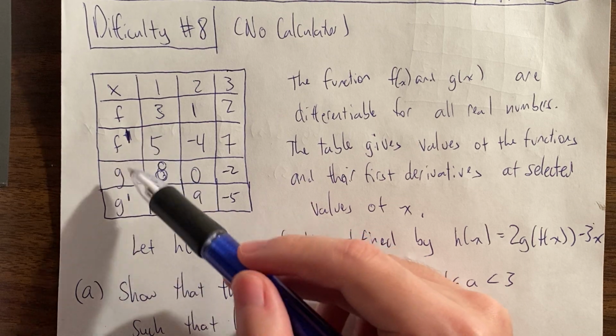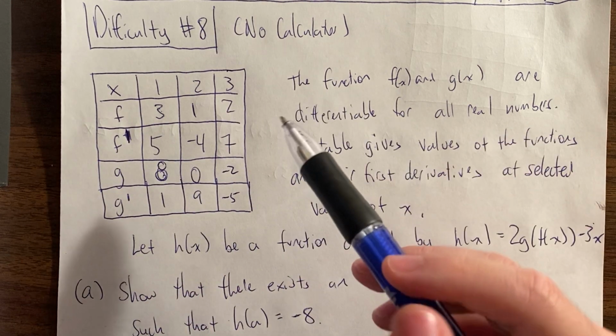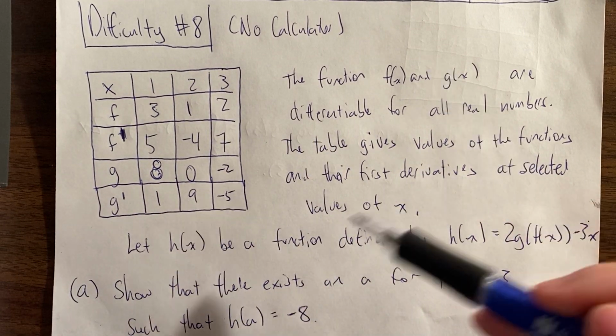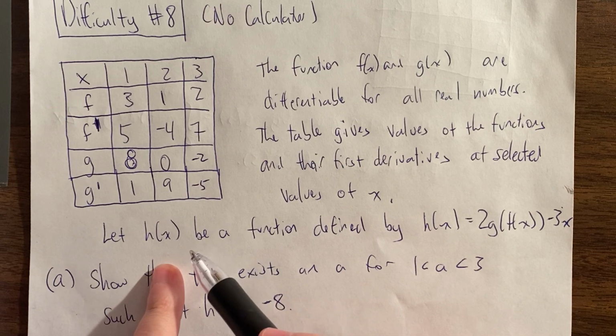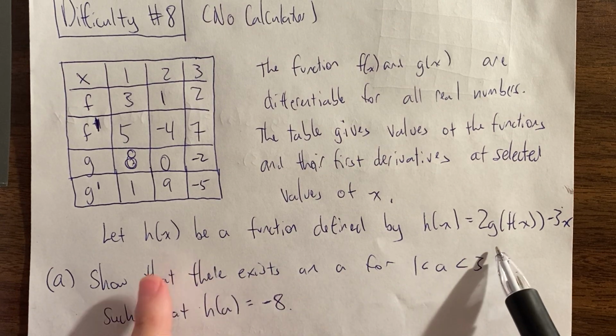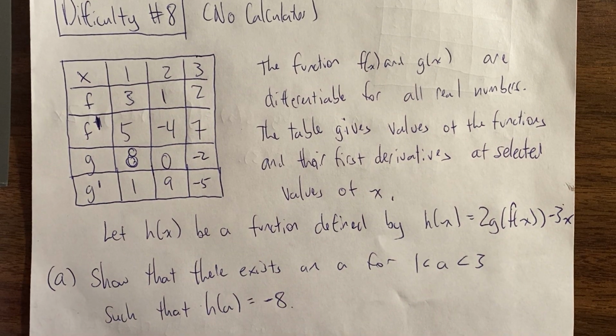It has F prime, G, and G prime. This is F prime. I sort of messed up my prime here, but it is F prime. And it looks like it's at 1, 2, and 3. None of this paragraph is too relevant. It just explains the table. What is important is this new function h, which is 2 times g of f of x. Hopefully you can tell that's f of x minus 3x. So let's get started with the first question.